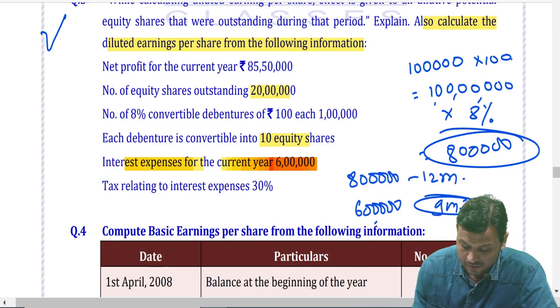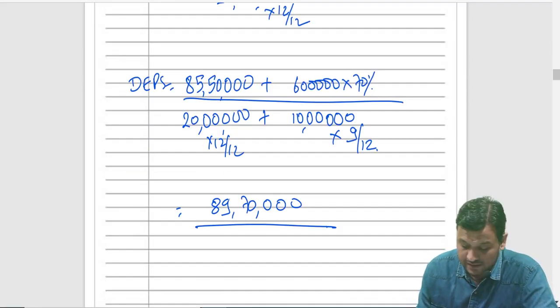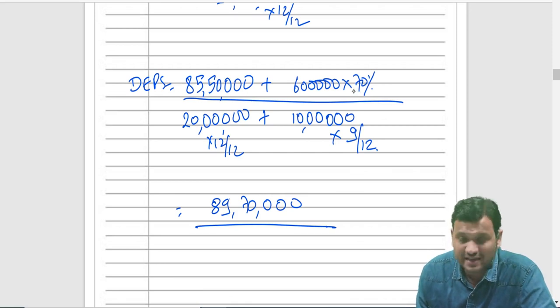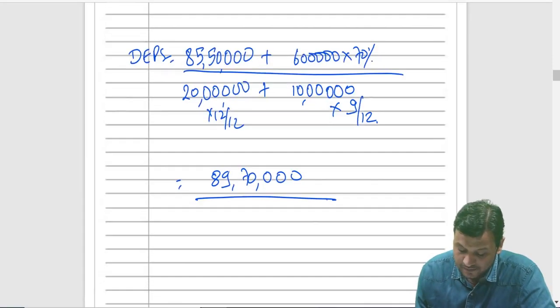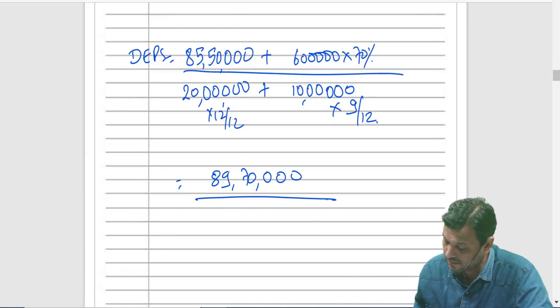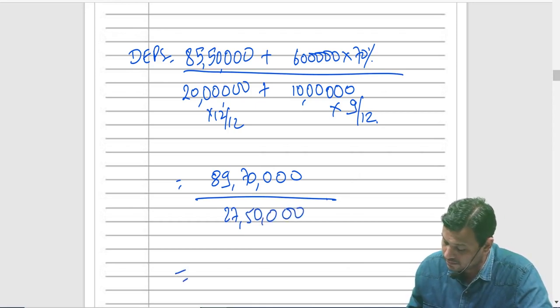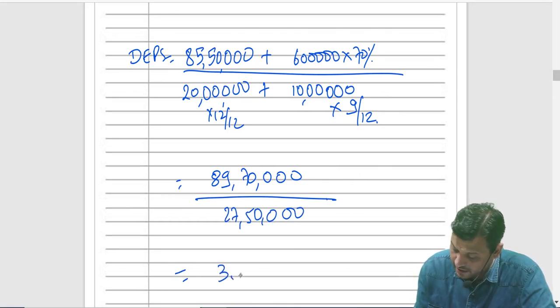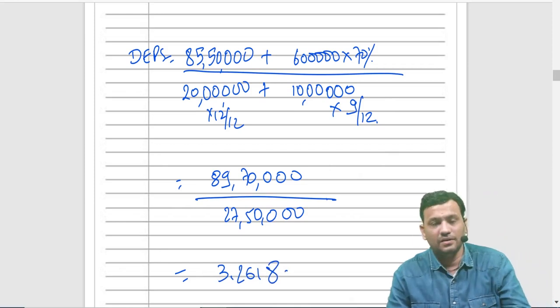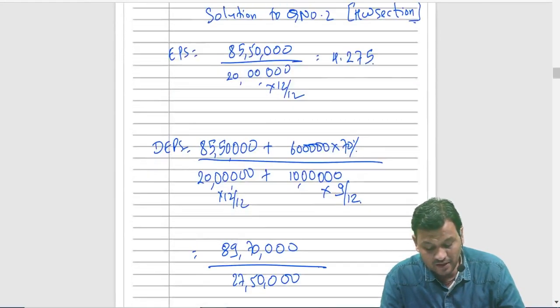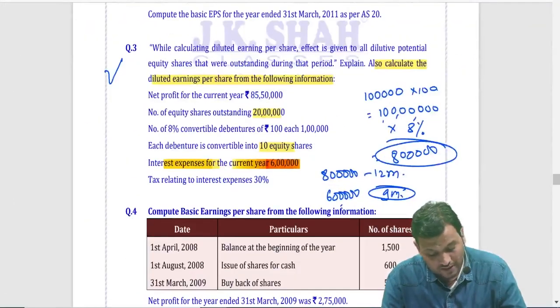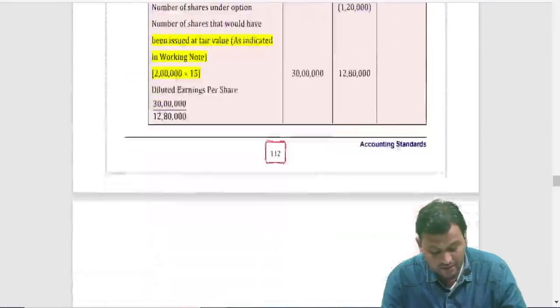So now the amount would be 89,70,000. That is 85,50,000 plus 6 lakhs into 70%, post-tax savings in debenture interest. And here, 89.70 divided by 27.50, friends, I get something like 3.2618. So this is my DEPS, and this is less than my EPS. Clear? So let us do one more question on DEPS, and then we end this revision session.